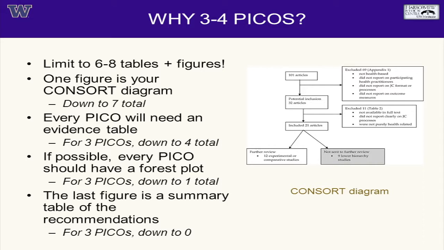I tell people 3 or 4 PICO questions fits nicely within the restrictions of the journal, because the first figure that you're going to write is going to be your CONSORT diagram. The CONSORT diagram shows the reader exactly what papers you found and which ones were included and which ones were excluded. So if you have the ability to write 8 figures and tables in totality, you're down to 7. Every PICO question will require an evidence table, and that's generated through the software within the section. So if you have 3 questions, that's 3 tables. Now you're down to 4 total.